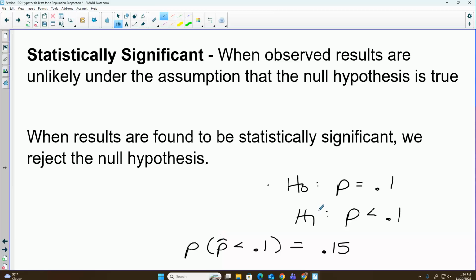But if I got it to be, let's say, 0.0015, that means if the null hypothesis was true, there is a less than 1% chance that this happened. Is that unusual? Yes, that would be extremely unusual, which would lead me to believe that the null hypothesis really wasn't true. Okay, so we are working under the assumption that the null is true, finding the probability of the alternative, and seeing if that's unusual or not.